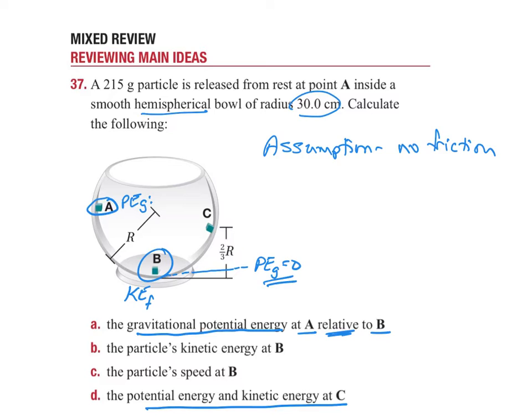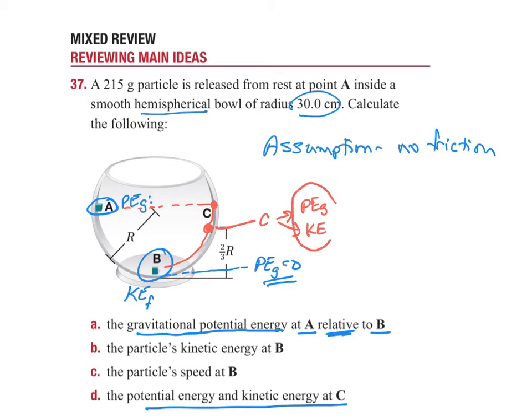Now, if this were to rise back up again, all the way back up to a point up here that's the same height as A, I would have all PEG again. But you see at point C, it's not that far up. It's only 2/3 of the radius above that point B right there. So in fact, at point C, you have some gravitational potential and you have kinetic both. Your job is to figure out how much of each.